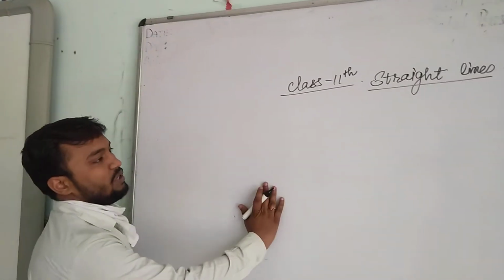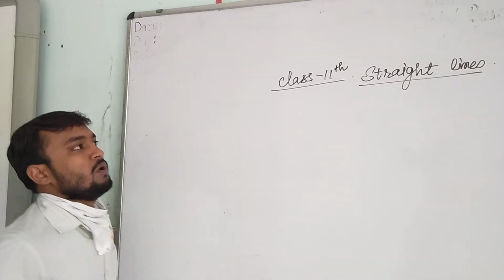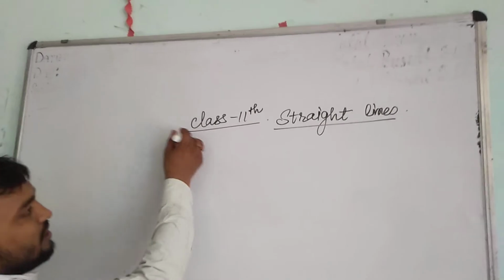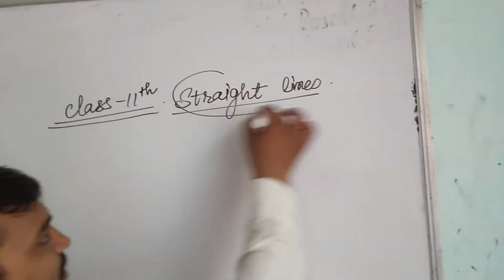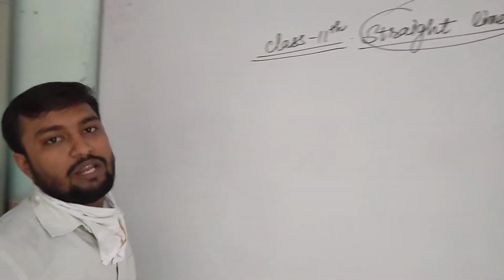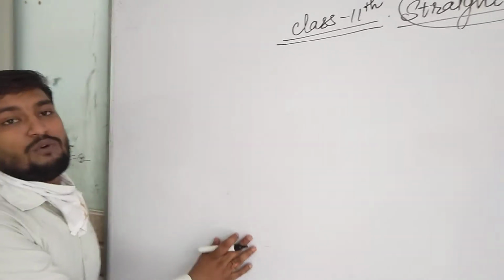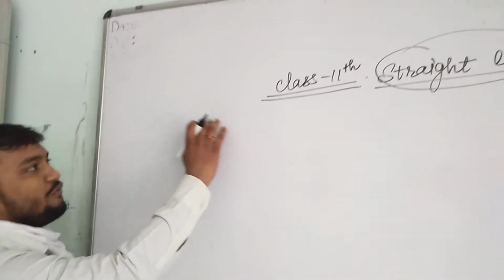Good morning students. Today we will study the new chapter of class 11, that is straight line. Students, you have studied about straight line formulas in class 10th coordinate geometry. Okay students, I am going to tell you some formulas of slope of a line.